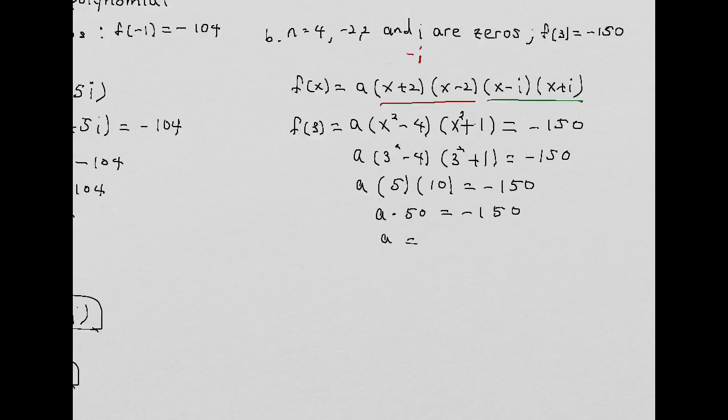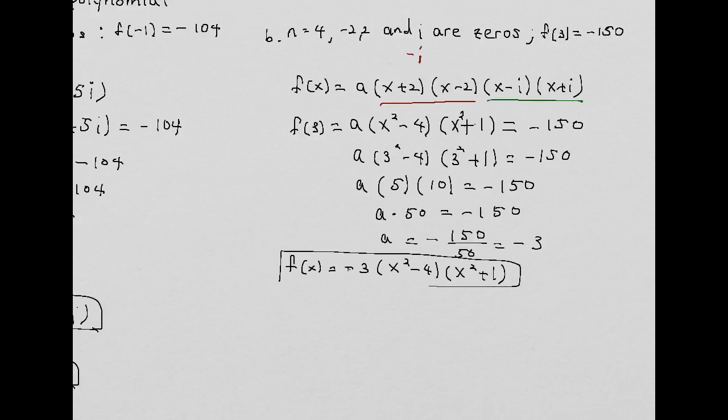So your a becomes negative 150 divided by 50, so it will be negative 3. So once you know negative 3 is your constant, then you will say f of x equals negative 3 times, we can write it in a simpler form, x squared minus 4 and x squared plus 1 as the factor form. So if they want the solution in factor form, that's the factor form. If you wanted to multiply this out, you get negative 3x to the 4th plus 9x squared plus 12 as the standard form.